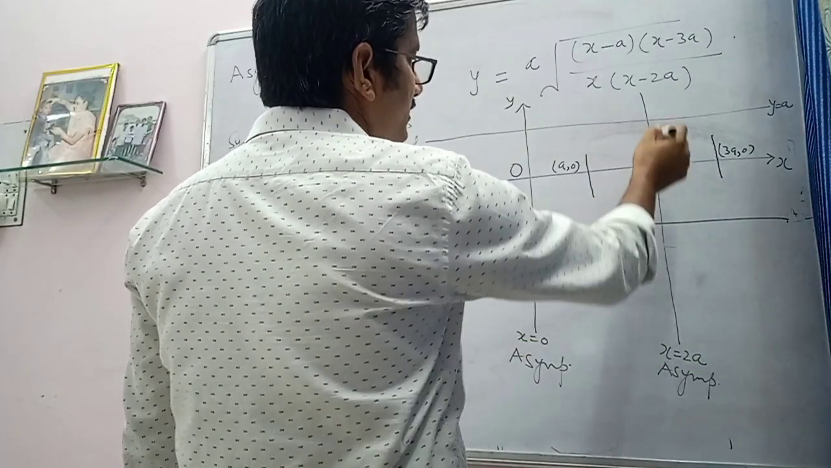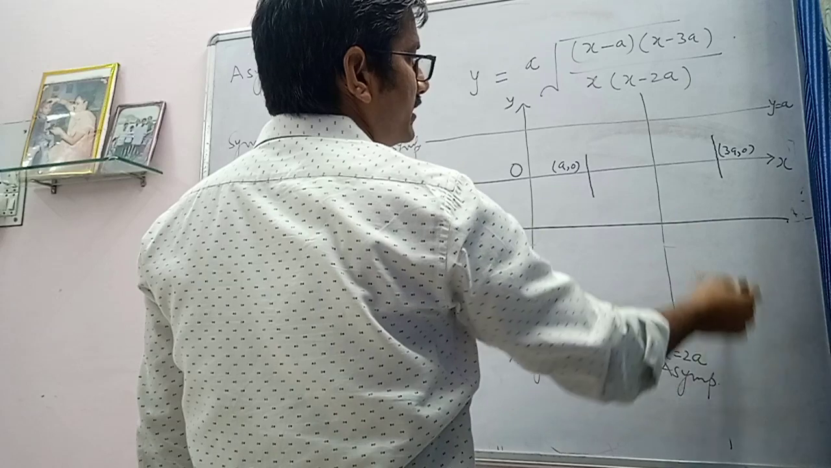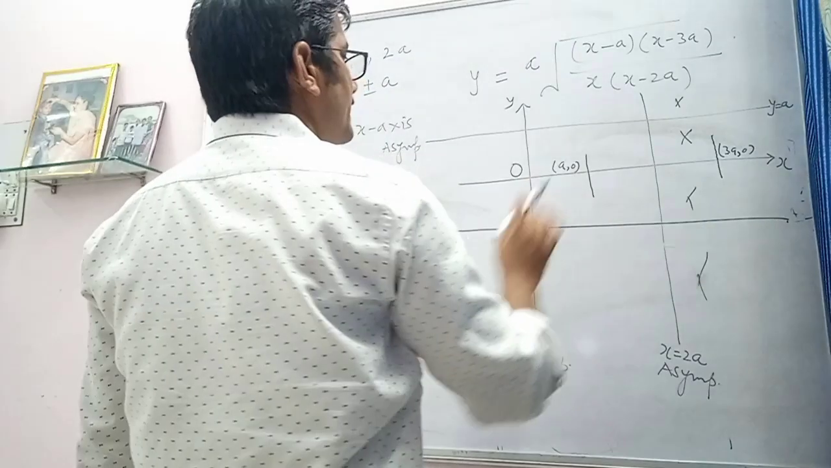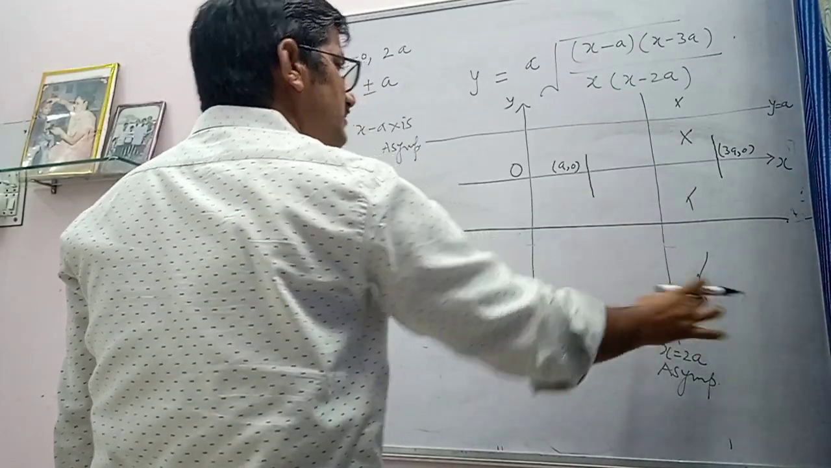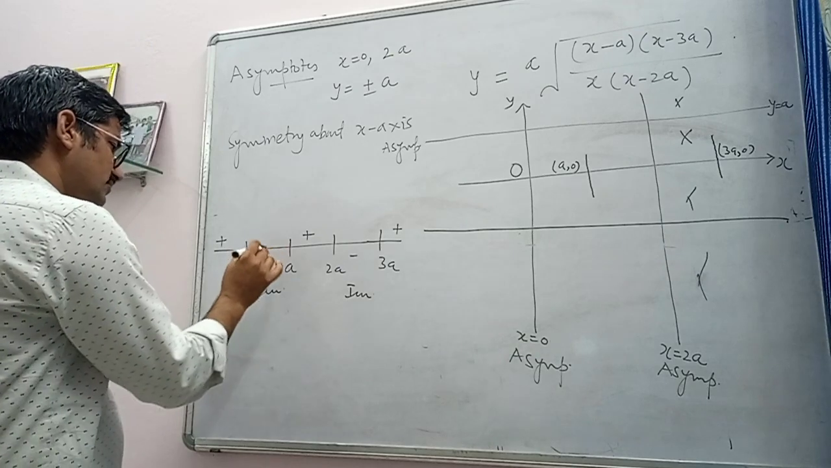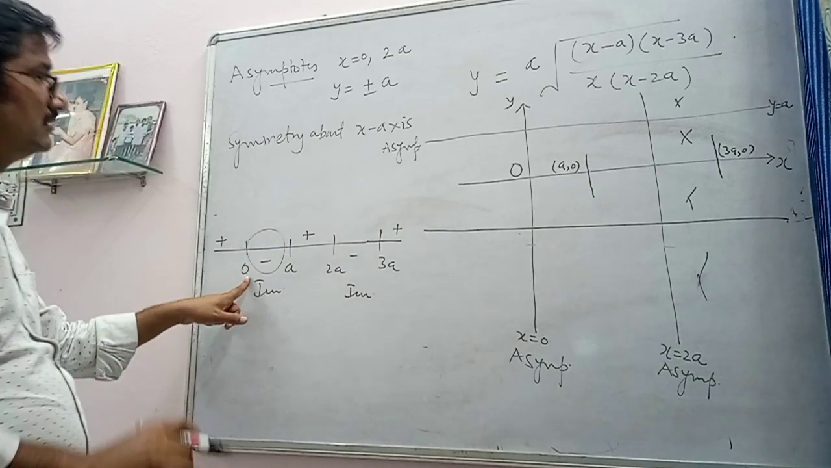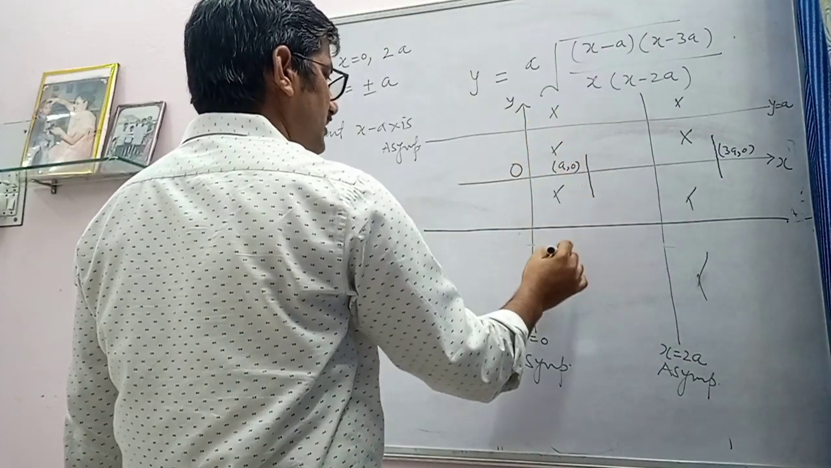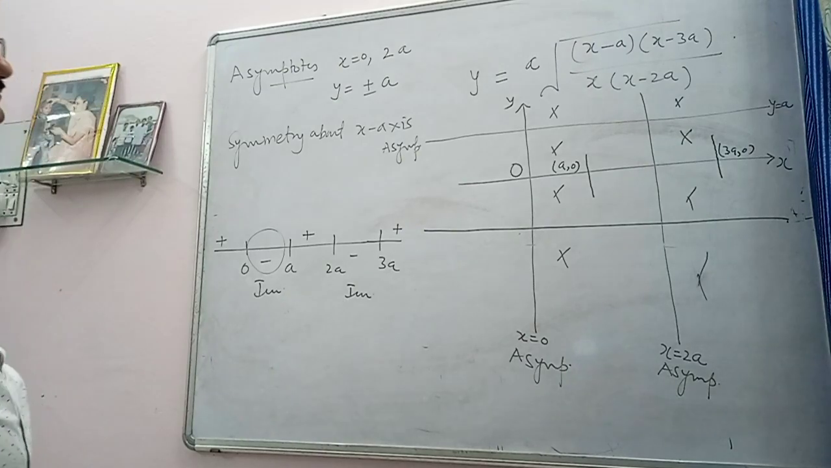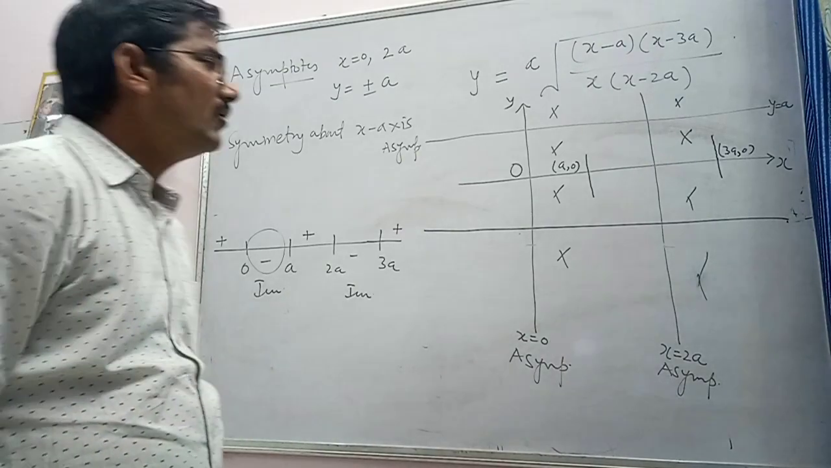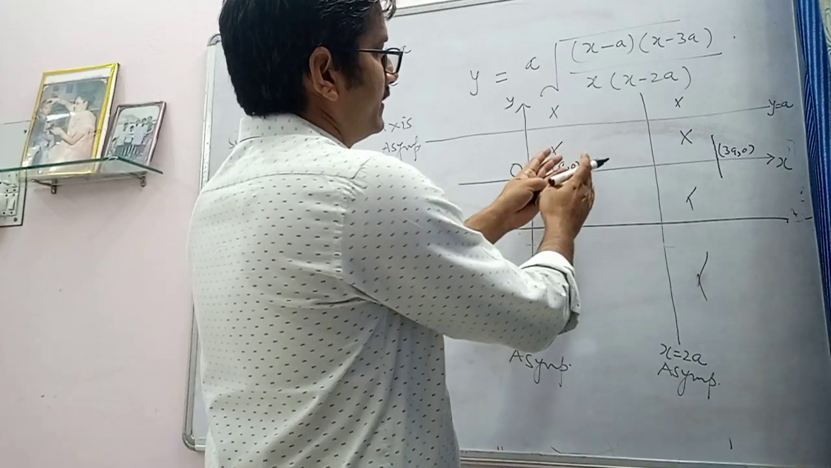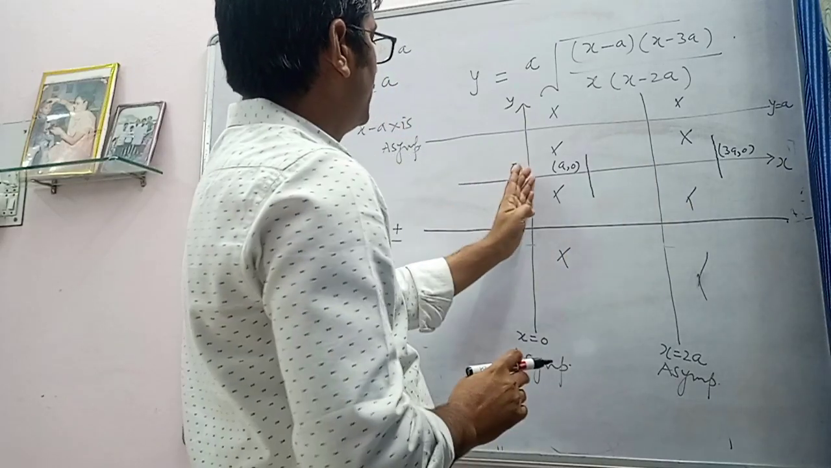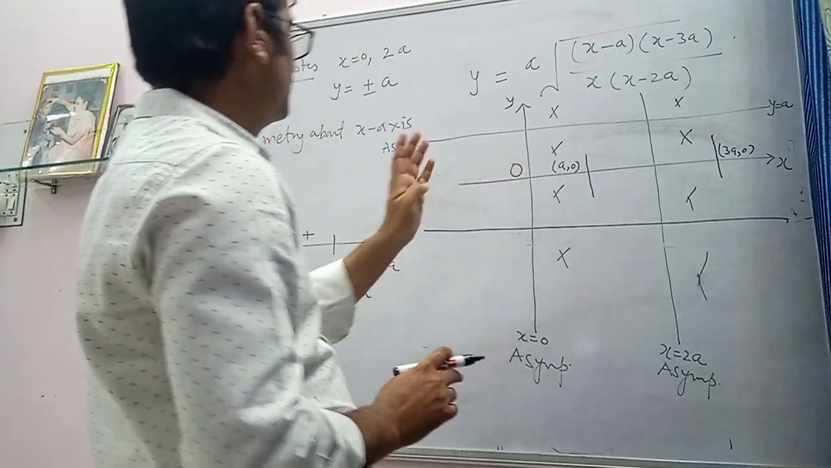2a is this line and 3a is this line. So we will not trace in this strip. We are also not interested in this portion where x lies between 0 and a. So in this portion we are not interested. We will trace the curve only between this portion, and on this side, where x is less than 0.